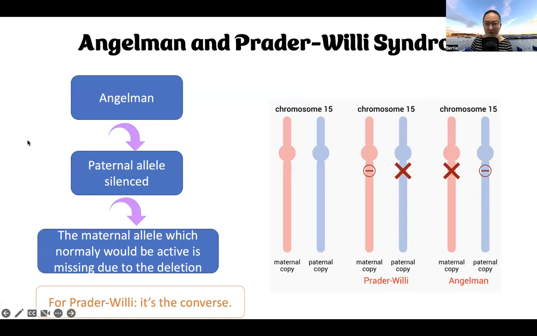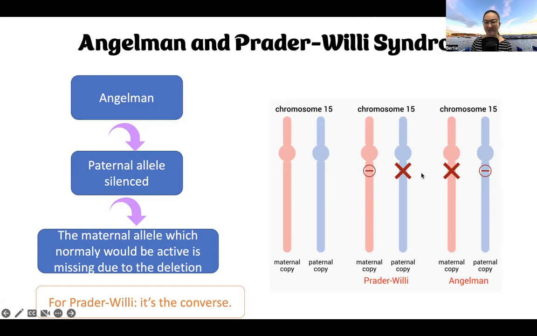Angelman and Prader-Willi syndromes. In Angelman, the paternal allele is silenced, and the maternal allele, which normally would be active, is missing due to the deletion. For Prader-Willi, it's the converse. You can see here in the picture, Angelman on the right-hand side: the paternal allele is silenced, and the maternal allele is missing due to the deletion. On the contrary, in Prader-Willi syndrome, the maternal allele is silenced.